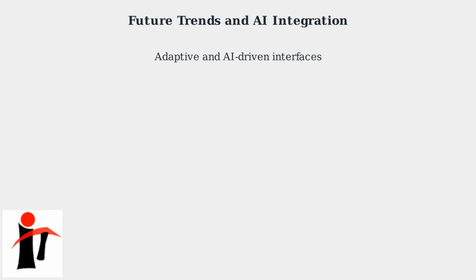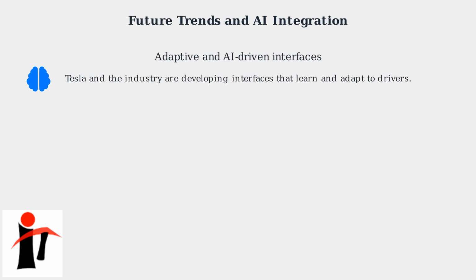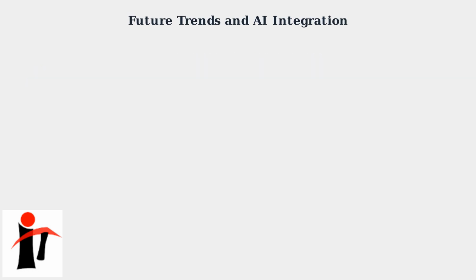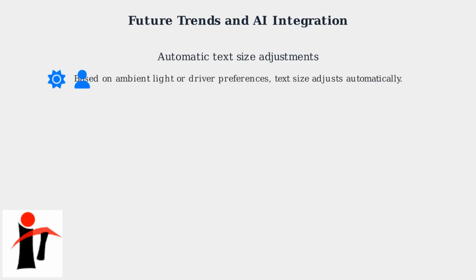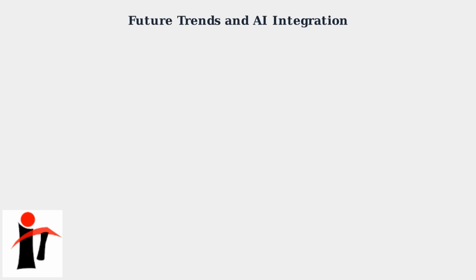Looking ahead, Tesla and the broader automotive industry are moving towards more adaptive and AI-driven interfaces. These systems learn from user behavior to provide personalized experiences. Future updates may include features like automatic text size adjustments based on ambient light conditions or individual driver preferences. This ensures optimal readability without manual intervention.